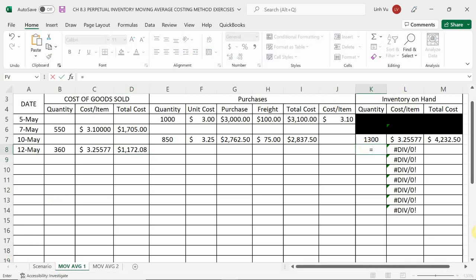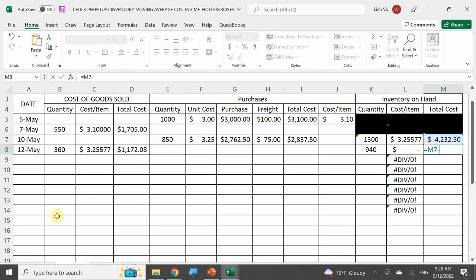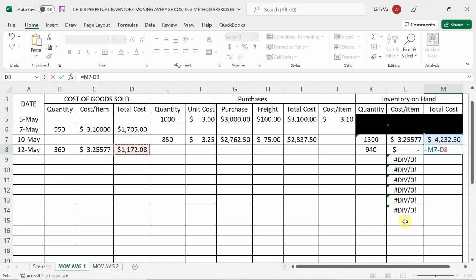Same thing now, I need to recalculate that. If I have 1,300 and I sold 360, how many units should I have left? 940. If I started out with $4,232.50 and I just sold $1,172.08, how much should I have remaining? $3,060.42. Good. Because I copied my formula all the way down, the average cost is still roughly the same, 3.25577.